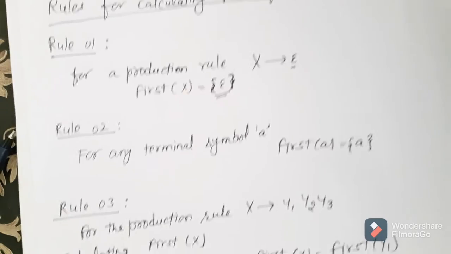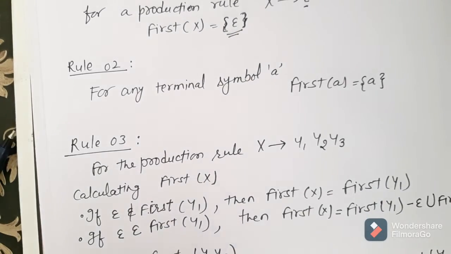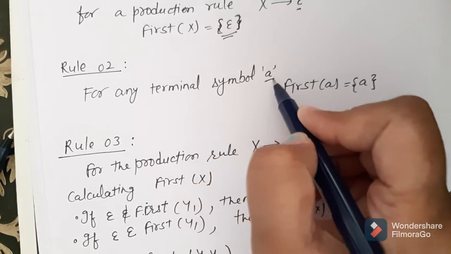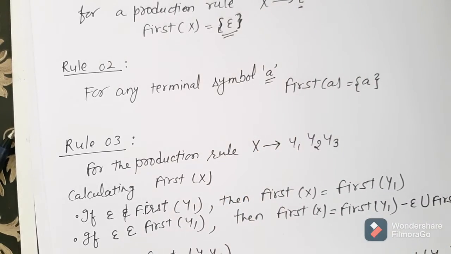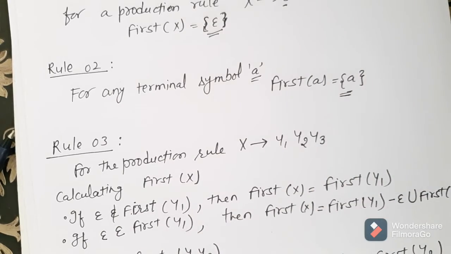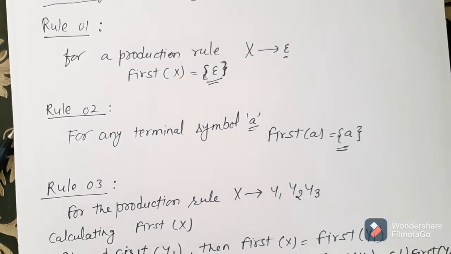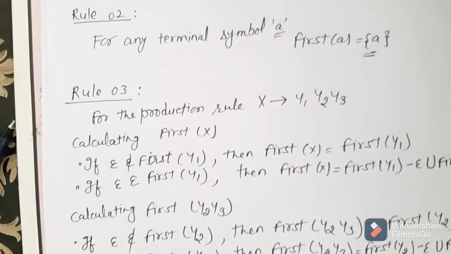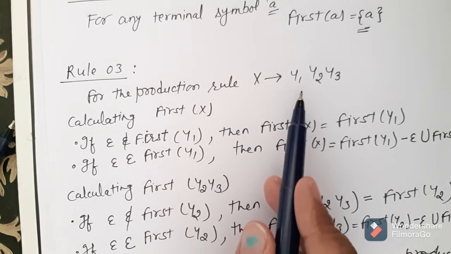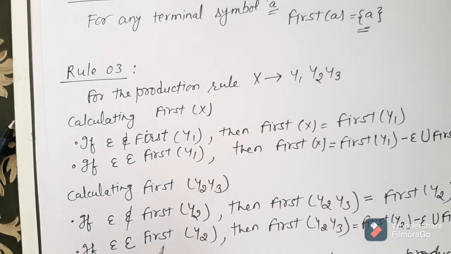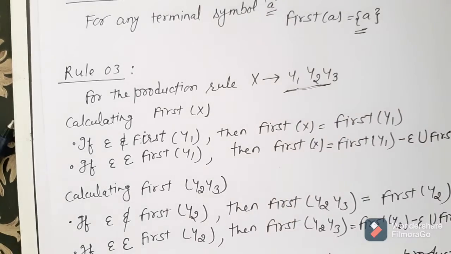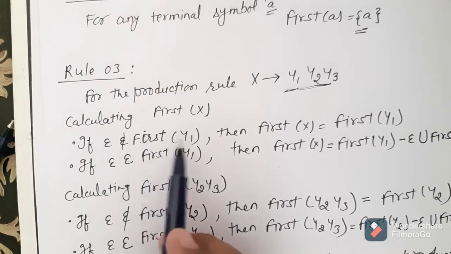Now rule 2. For any input symbol a, small a meaning a terminal symbol, the first of a is the set containing a, the terminal symbol. So this is very easy. First and second are very easy. Third rule. Here suppose the production is given. I have taken Y1, Y2, Y3 only. There are three symbols. Calculating first of X.